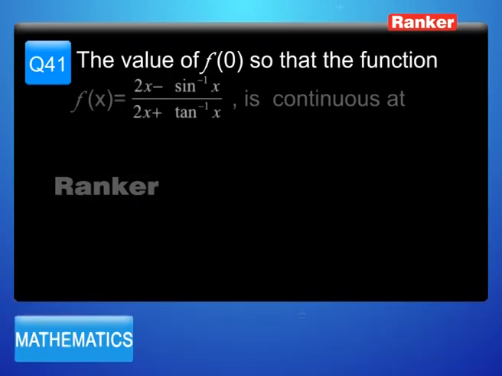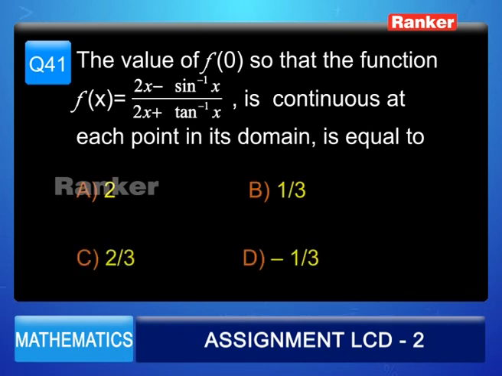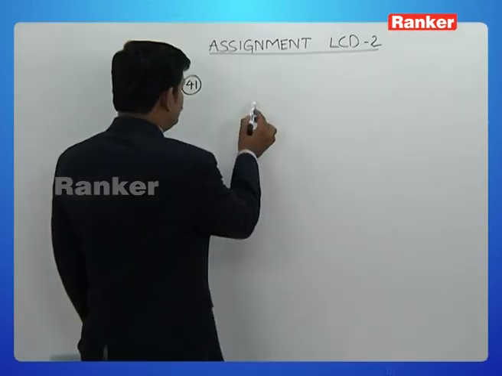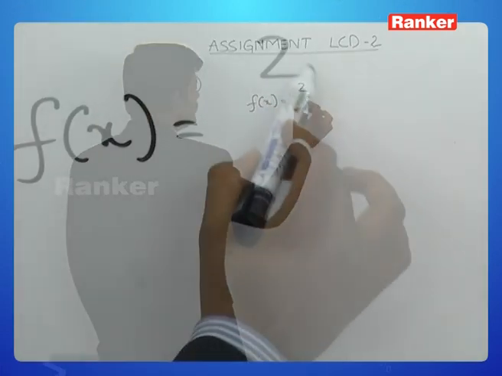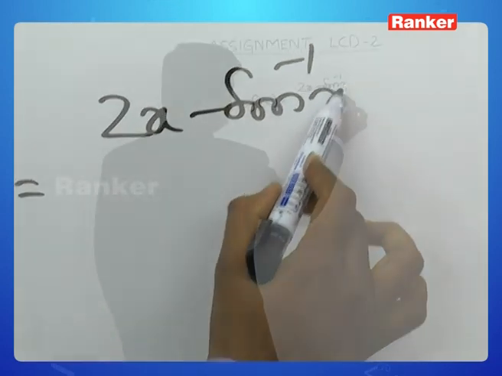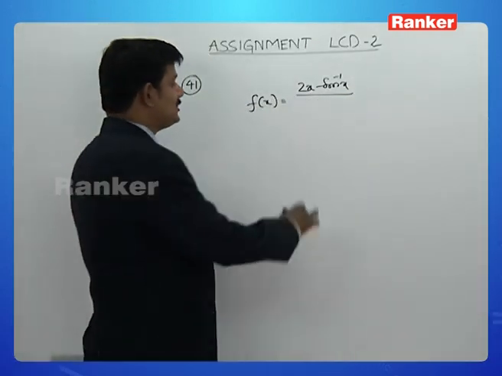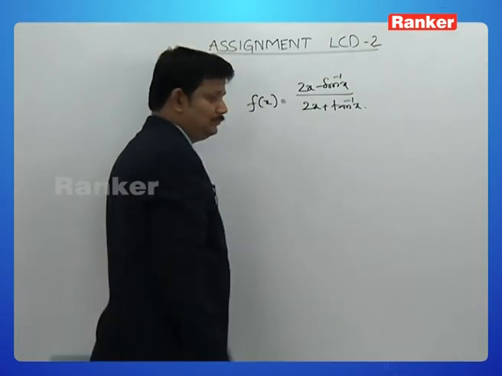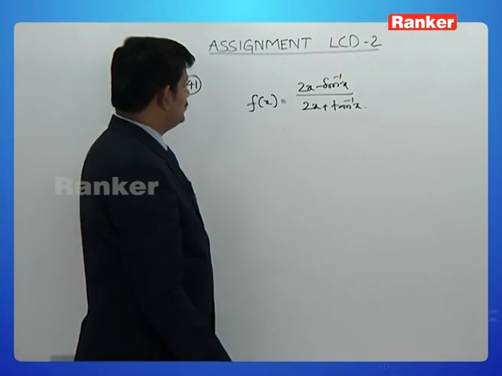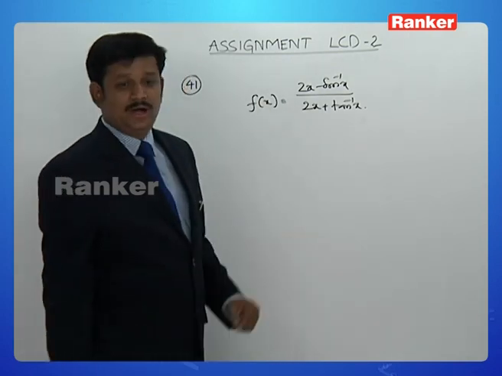Next question. Find the value of f of 0 so that the function f of x is equal to 2x minus sin inverse x divided by 2x plus tan inverse x is continuous at each point in its domain. We want the function f of x equal to 2x minus sin inverse x divided by 2x plus tan inverse x to be continuous at each and every point in its domain.